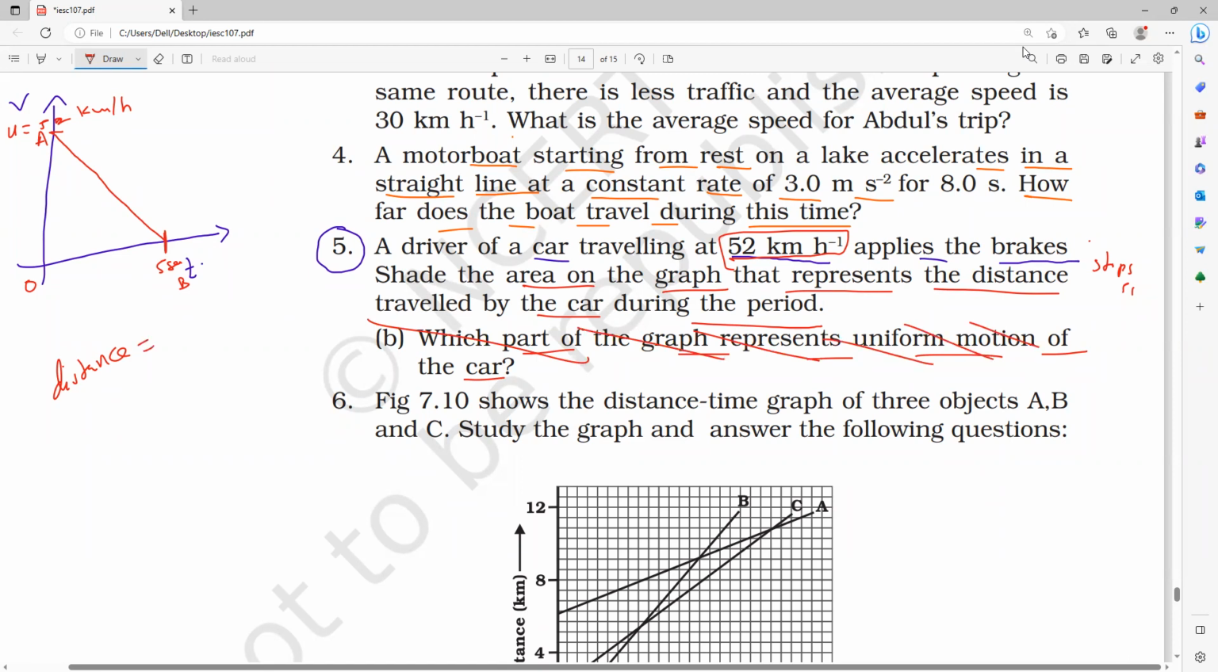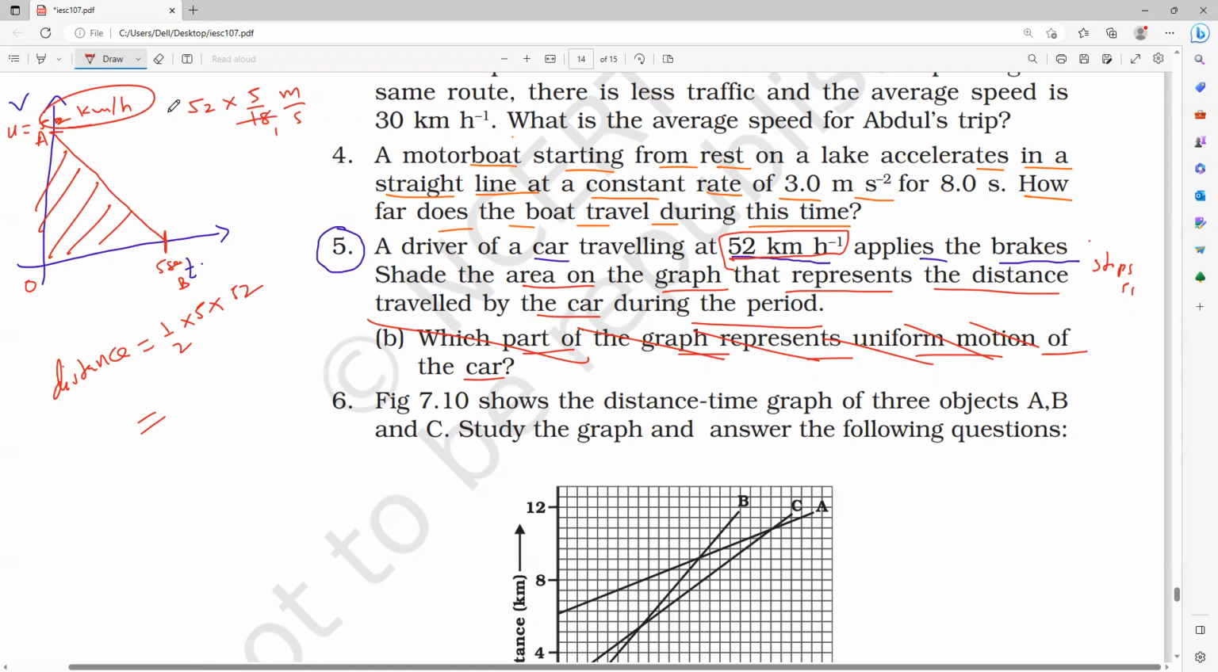So you calculate the distance. So distance means what? Area under this graph. What is the area of the triangle? Half into base. Base is how much? 5, into height 52. Sir, they give 5 seconds, but at the top it's kilometer per hour, sir. We have to convert into meter per second. 52 into 5 by 18 meter per second. So 18 ones are 18, where? 52 won't come. Correct?